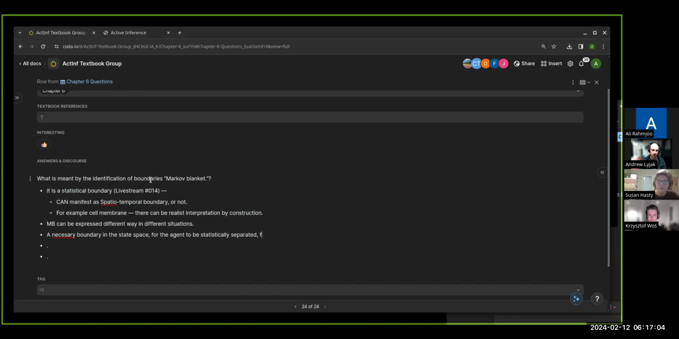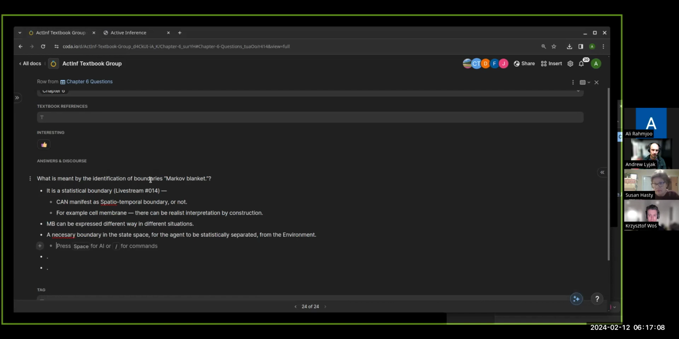So if there wasn't any Markov blanket delineating this boundary, then the internal behavior of the agent would be identical to the behavior of the environment in which it's embedded. So yeah, that's a necessary presupposition for doing any kind of active inference modeling around that system.